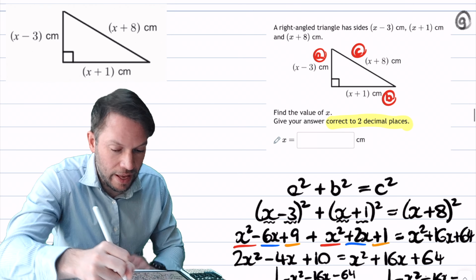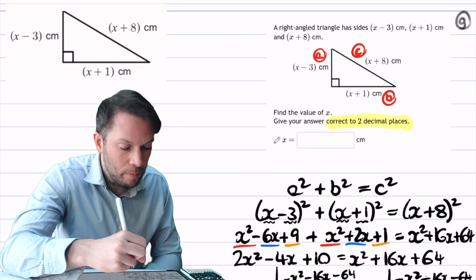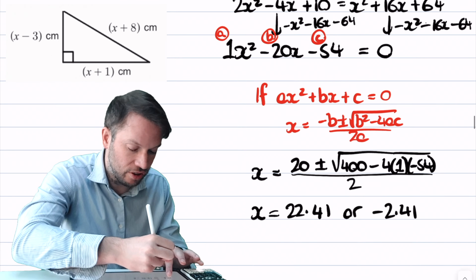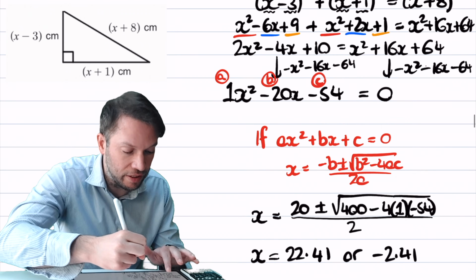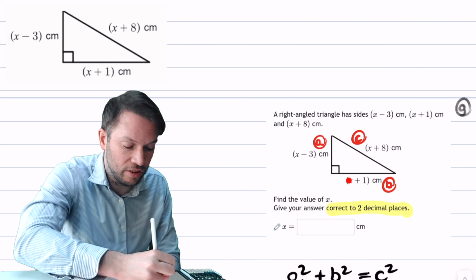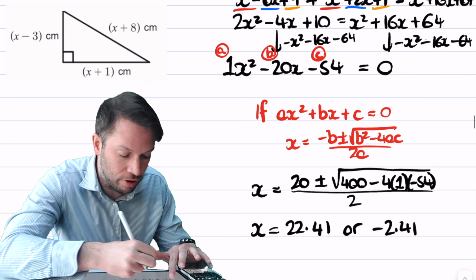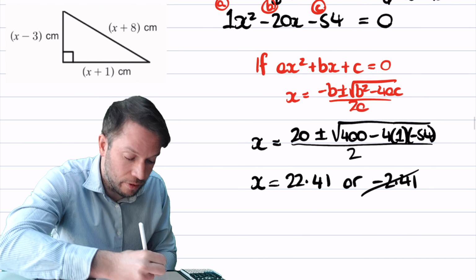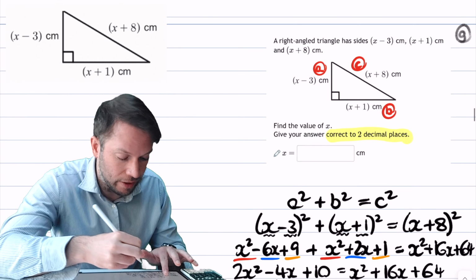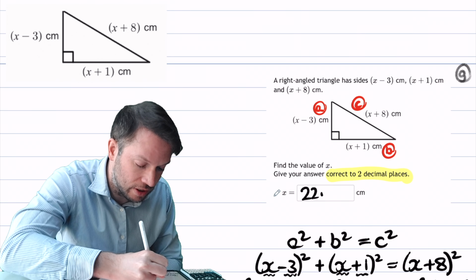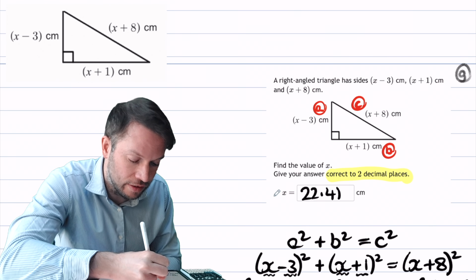Now, we want the value of x. But the thing is, it can't be the negative solution. x can't be minus 2.41, because otherwise this side length here would be minus 2.41 plus 1, which would be a negative side length. So what we do is we put a cross through that to reject that solution. So x is just the 22.41. So I'm going to put that as the answer, 22.41, and that is the final answer.